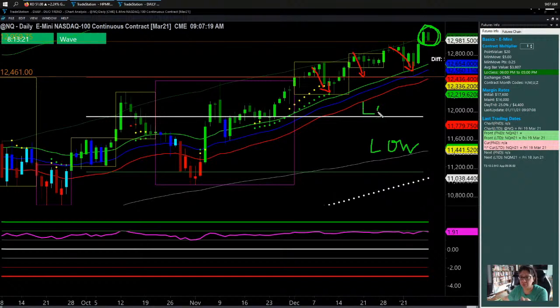And long from lower is definitely the mantra. Long from lower. All right. And so I'm going to be very opportunistic to the long side today.